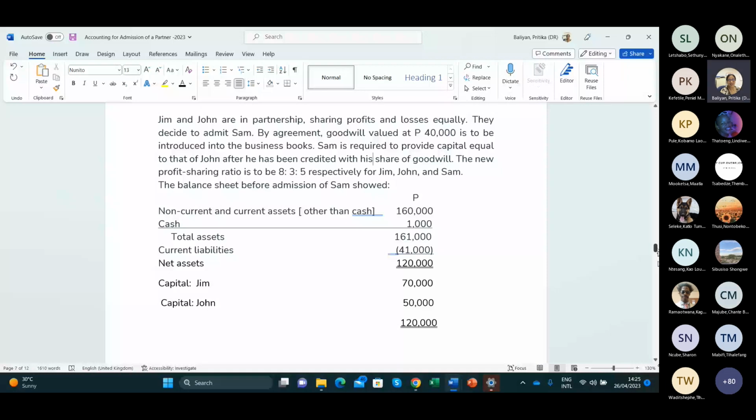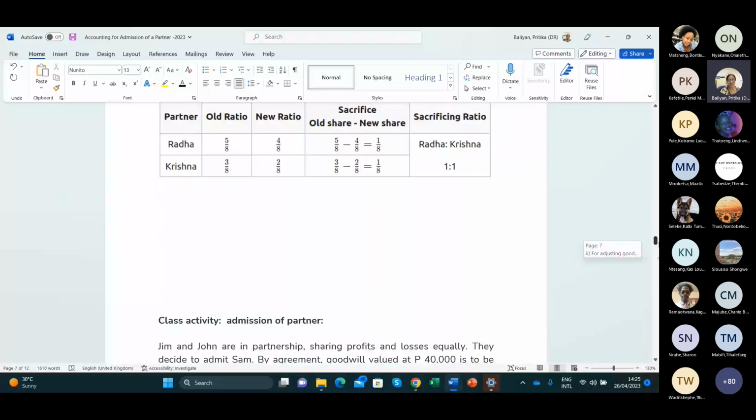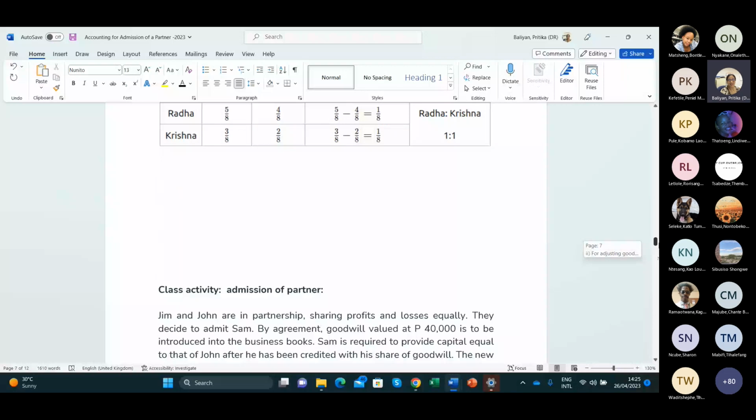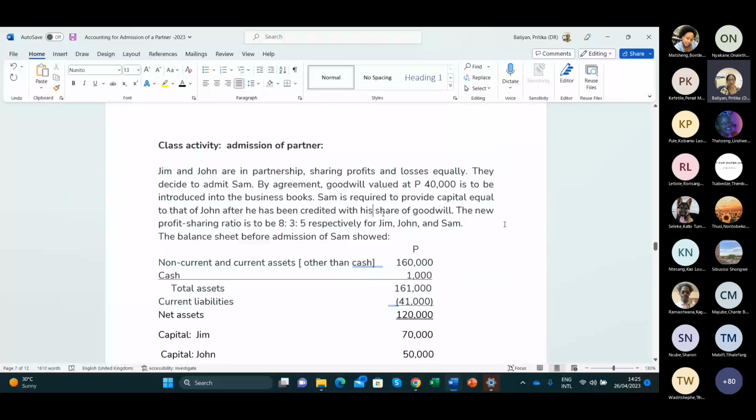50,000 plus 20,000, the share he gets from the goodwill. So his total capital becomes 70,000, okay? So the new partner, Sam, provided capital equal to Jones' capital, including the share of his goodwill. So 50 plus 20 means Sam also brings 70,000 as capital into the business.